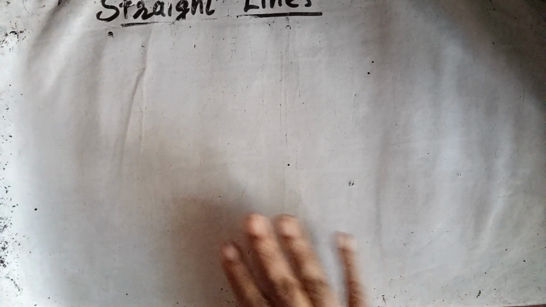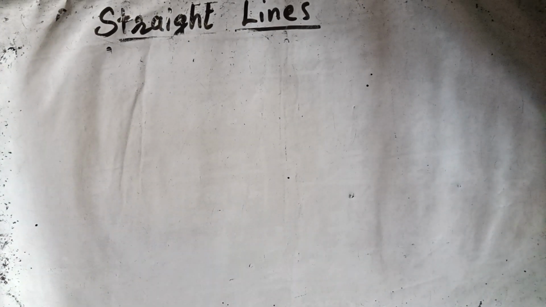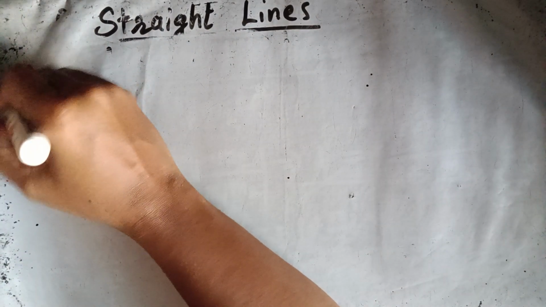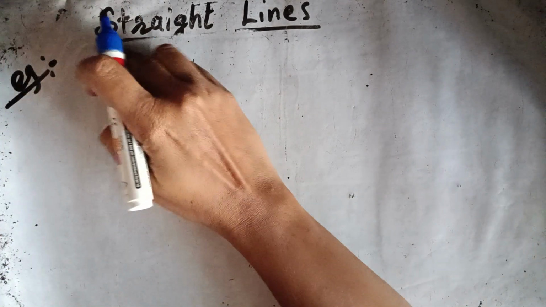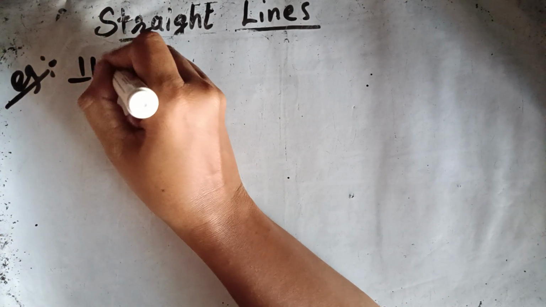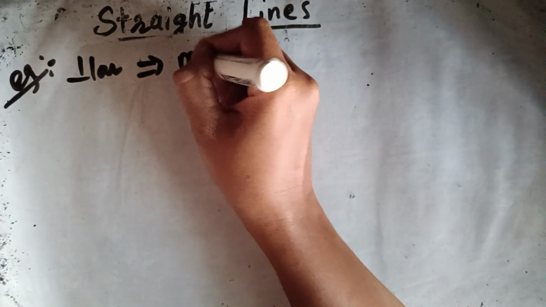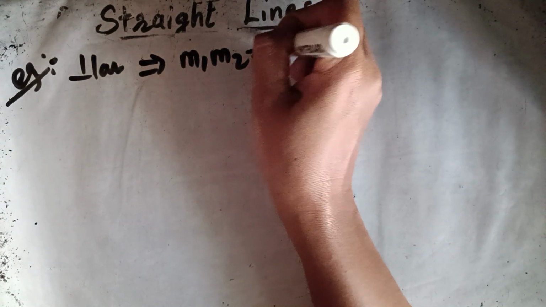Next example is: the line through the points minus 2, 6 and 4, 8 is perpendicular to the line through the points 8, 12 and x, 24. Find the value of x. Now here the hint which is given is perpendicular, so we have to make use of the condition. If the lines are perpendicular, then we use m1 m2 equal to minus 1.